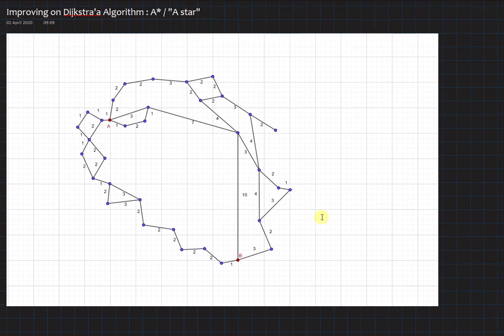Okay, I asked the question online: what's the problem with this graph if I was trying to go from point A to point B, the two red points? What's the problem with Dijkstra?